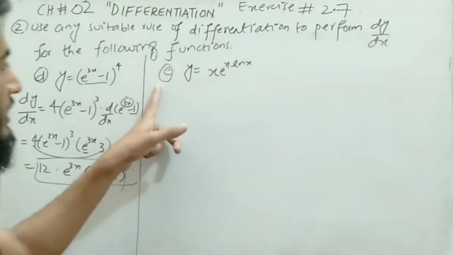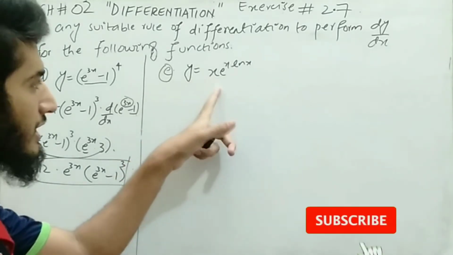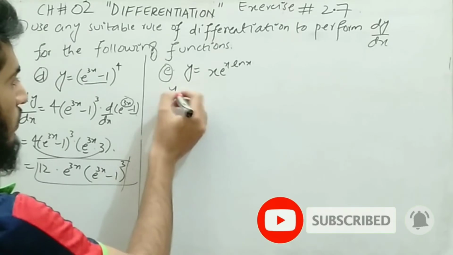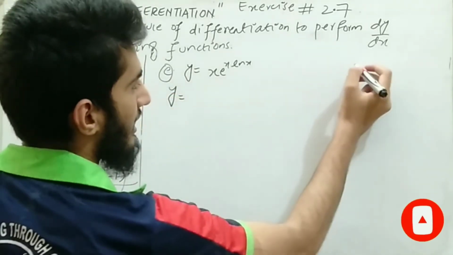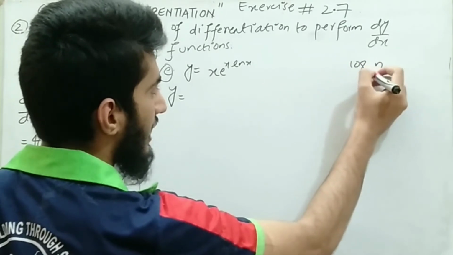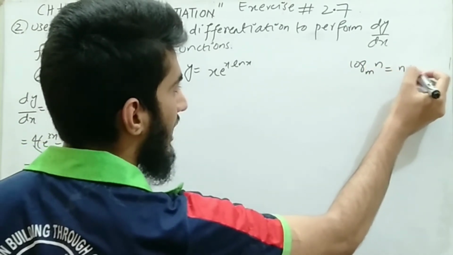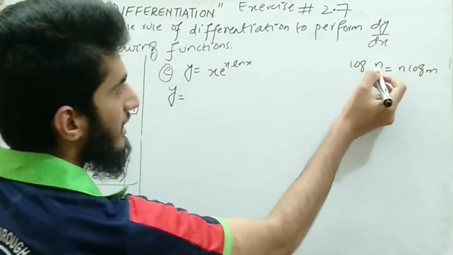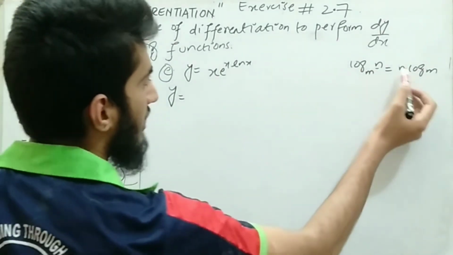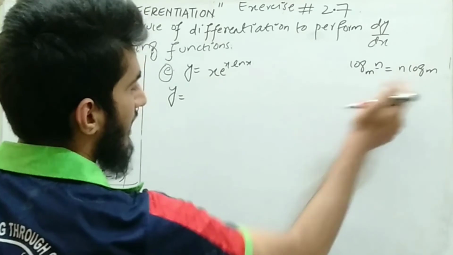Now move toward part number e. y is equal to x multiply e power x ln x. So we can write this function using the formula for the log: log of n to the base m will always be equal to n log m. In the formula, this n is on the left-hand side of the log, and in the result this n comes to the front of log.